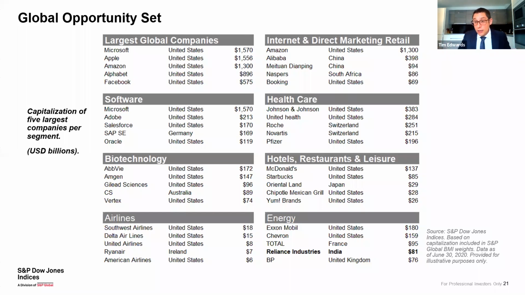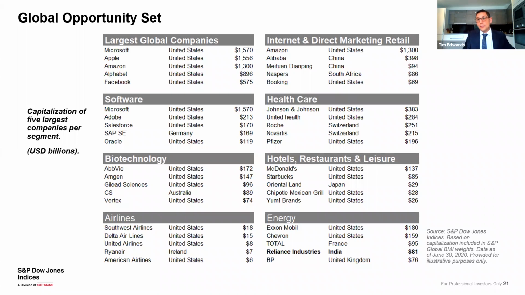They're not only American, but they're nearly all American. So if you want to get exposure to those global trends, then you probably need to look outside India. Reliance Industries there is making it into the top 5. So there is some representation.